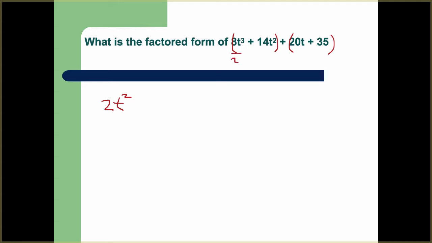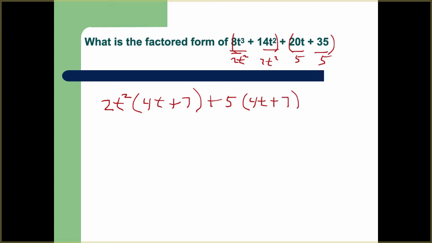And if we divide these by 2t squared, what do we get left? In parentheses, 8 divided by 2 is 4. T cubed over t squared is t. We got 14t squared over 2t squared, and we get 7. 14 divided by 2 is 7, and t squared over t squared goes to 1. So our next group, we look at 20t and 35. The largest number we can pull out of both is a positive 5. And then 20t divided by 5 is 4t. And 35 divided by 5 is 7.